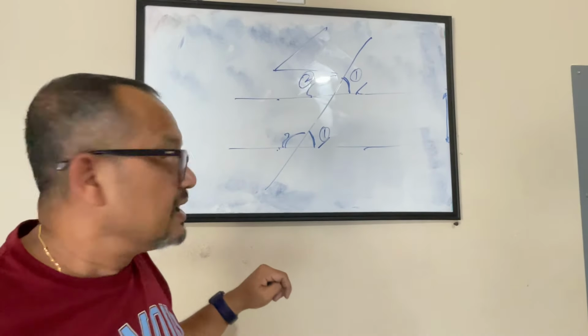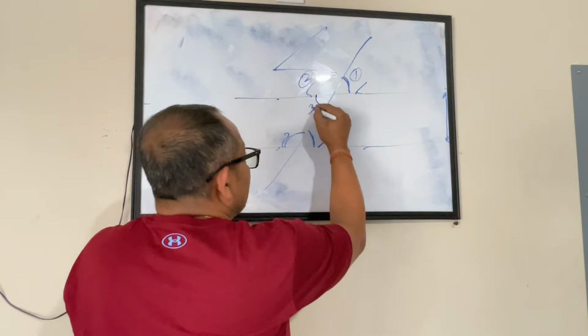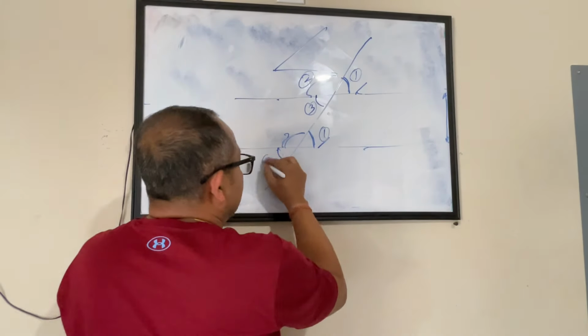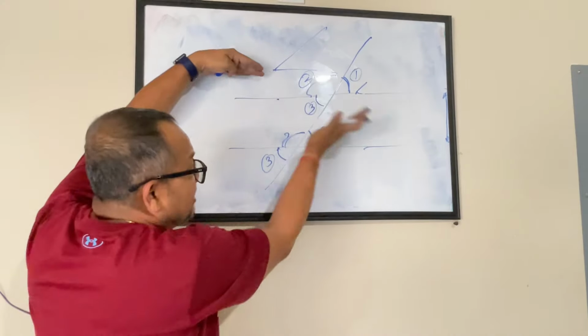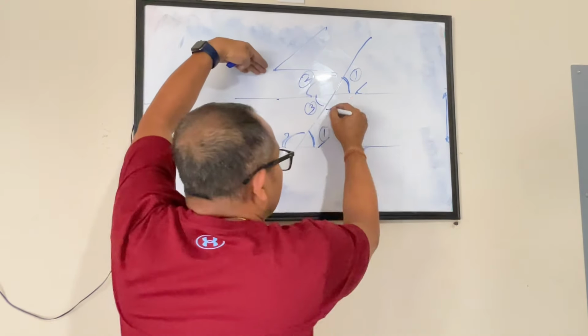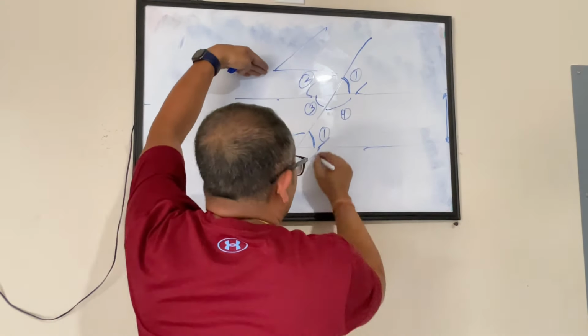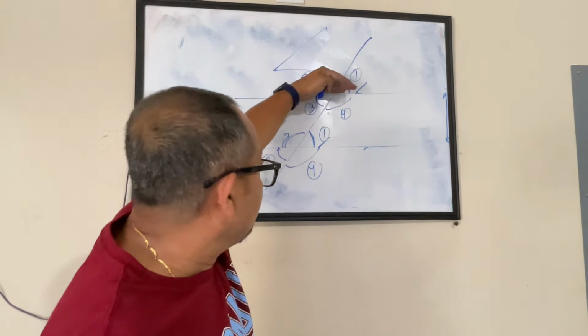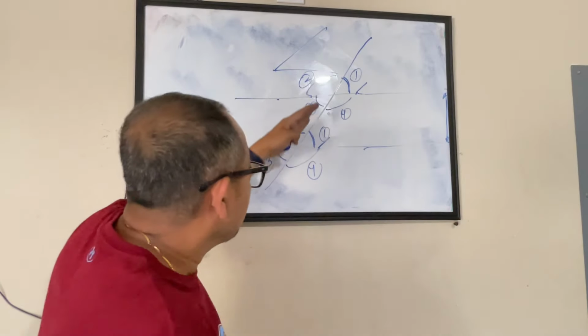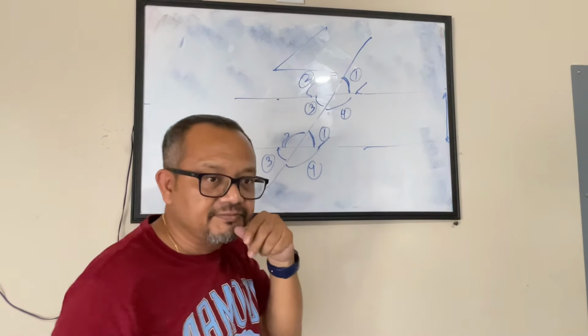Similarly, this and this will be called corresponding angles because both are below the parallel lines and on the same side of this intersecting line. Similarly, 4 and 4 will be called corresponding angles because again they both are below the parallel lines and on the same side of the intersecting line.